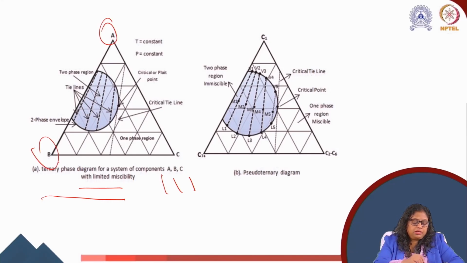So this is A, B and C. Then we do have the one-phase region and the two-phase region, and then we are talking about the two-phase composition. Then we do have the different points. We are talking about the critical point, and then we do have the tie line.